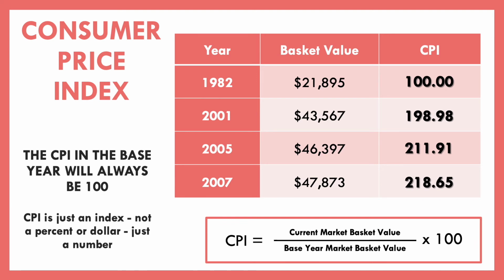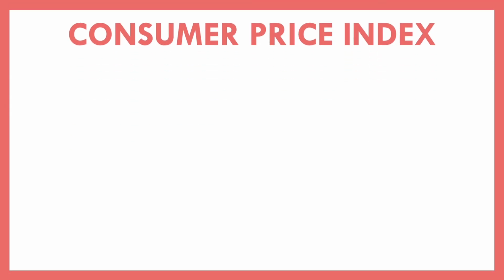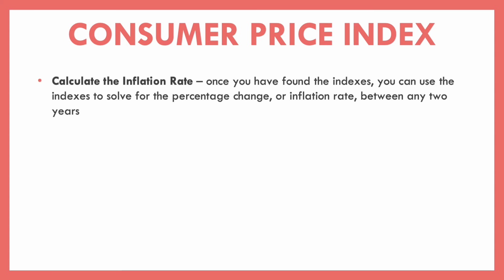Well, now that we have all these index numbers, what the heck do we do with them? How do we then use these in order to find inflation? Well, what we've done now is we've got this common measure, this common index to measure the prices year to year to year. But then what we can do is use those in order to calculate the inflation rate.